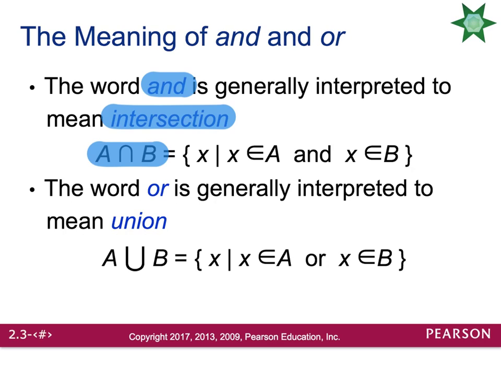Okay. When we talk about the word "or," we're talking about union. So that would be A union B. And then we use similar notation. We have our braces, and then we have X bar, which means the set of all X such that. When we use that set builder notation, X is an element of set A, or X is an element of set B. In other words, it can be in either one. It doesn't have to be in both. But it can be in both, as we saw when we did the union before.